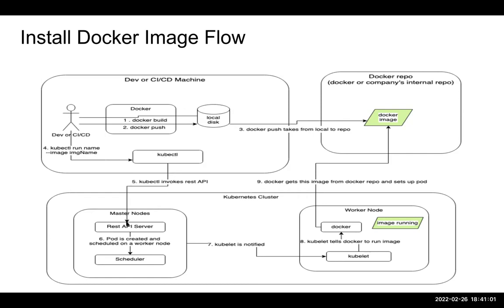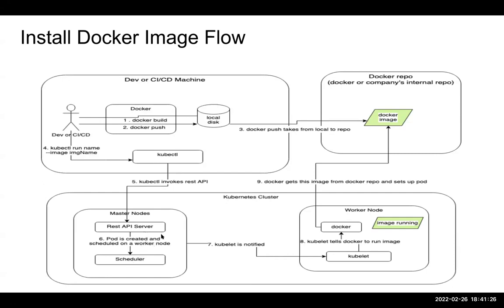It invokes the REST API server of Kubernetes. Now we are in the Kubernetes cluster. You see the big rectangle is the Kubernetes cluster. In the Kubernetes cluster, inside the master node, which is the control plane, the REST API gets invoked by kubectl. Then based upon whatever definition you have given, the pod is created, and it's scheduled on the worker nodes. So the scheduler takes care of it.